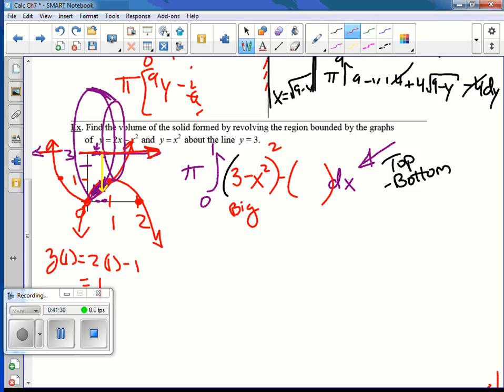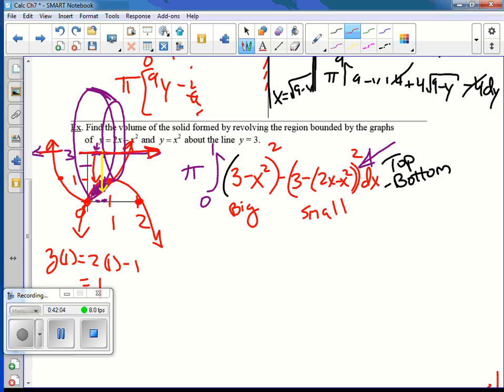Again, we're integrating with respect to dx, so we need top minus bottom. What's the top equation? 3. And we're going to subtract the bottom one. What's the bottom one? This is the smaller radius, which is that graph right there. So if I erase this, it'll be 3 minus, parentheses, 2x minus x squared, squared dx. And that gives us a smaller inner part.